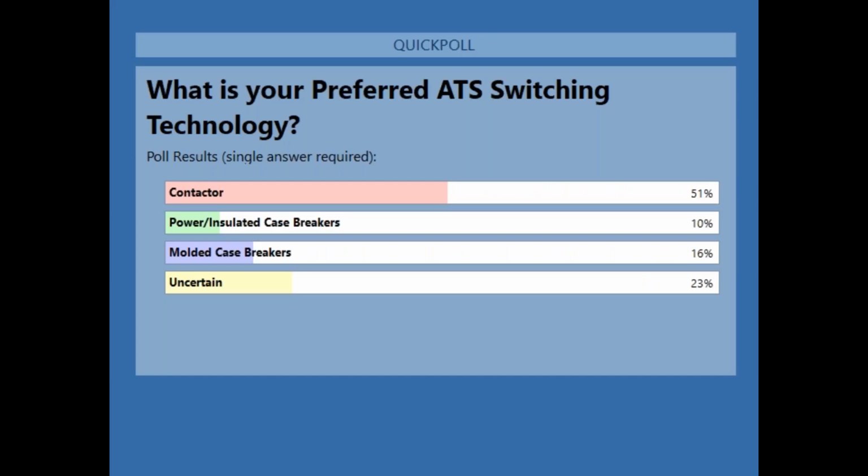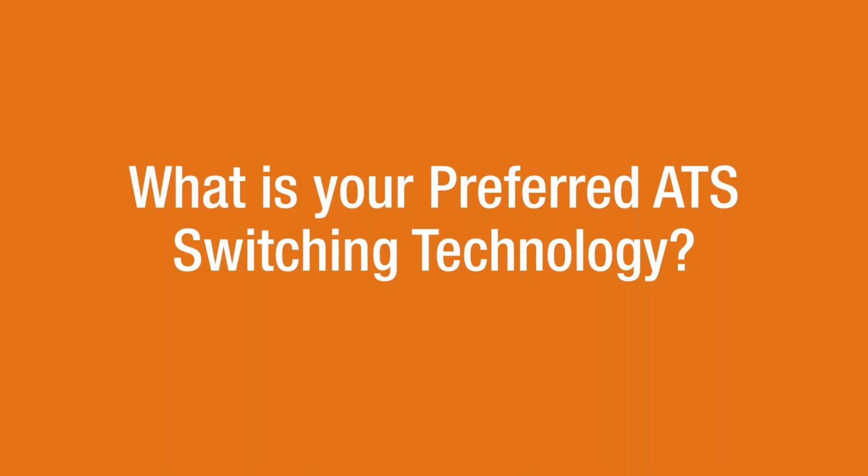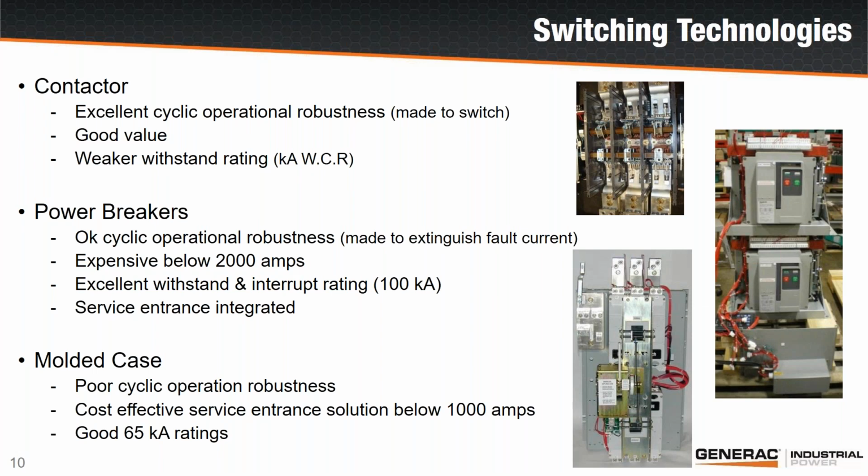All right, and it looks like most of you went with contactor, with 51% choosing that as their preferred ATS switching technology. We would agree with that position. Contactors provide excellent cyclic robustness, so they're really made to switch. So that's really what they do well. They're generally a good value in the market. Their price point is pretty much there.